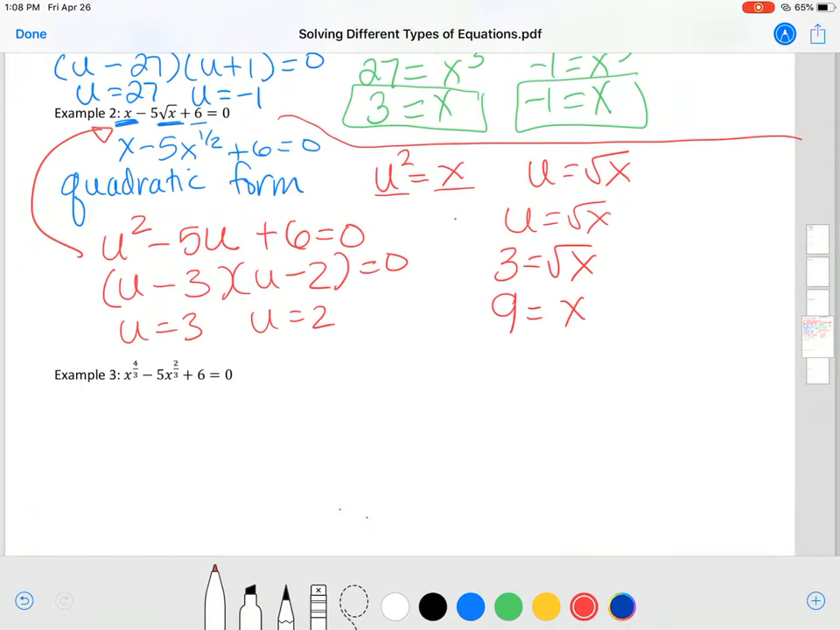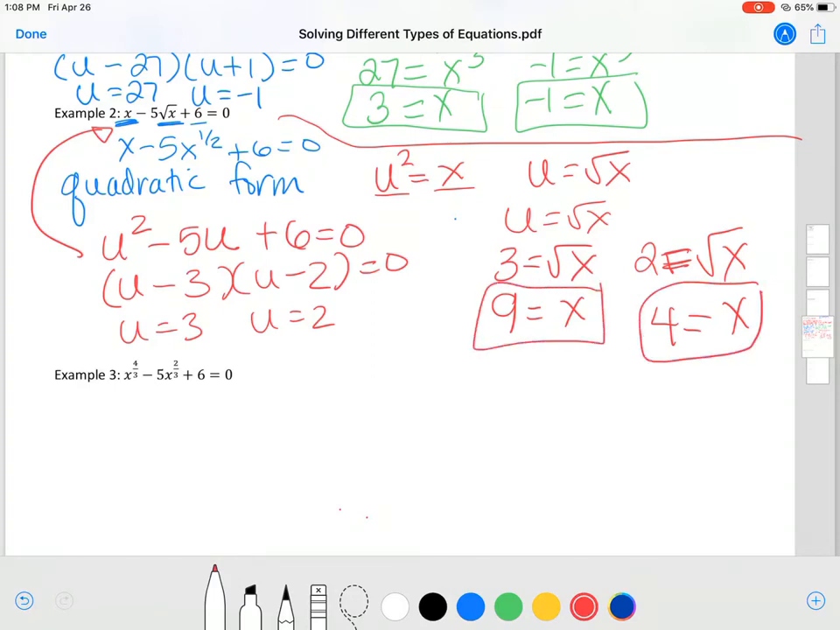And then do it with the other u as well. 2 is equal to the square root of x. So x would have to be 4. So these are my 2 answers. And you can always go back in and check to make sure they work.